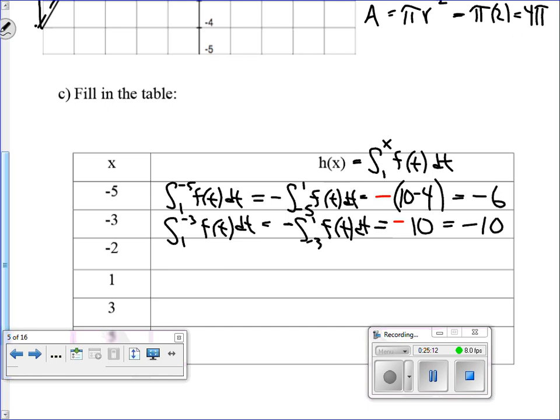Okay, h of negative 2 is a definite integral from 1 to negative 2.